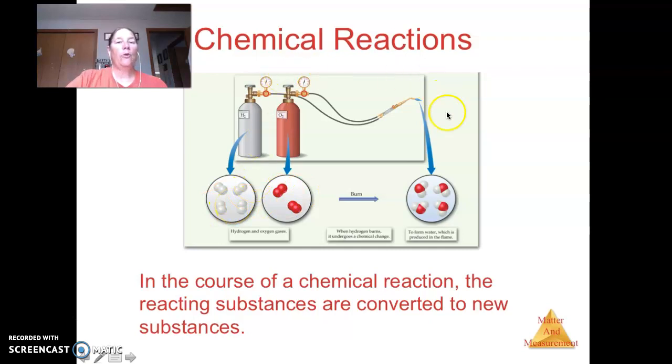Okay? So that's how, when we talk about a chemical change, you start with different things than you end up with. That's how you know. If you start with and end up with the same thing, it's a physical change. If you end up with different things, you know it's chemical.